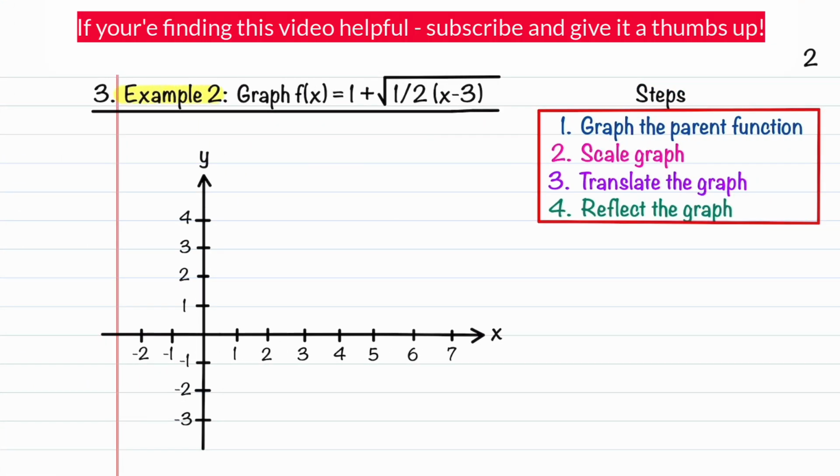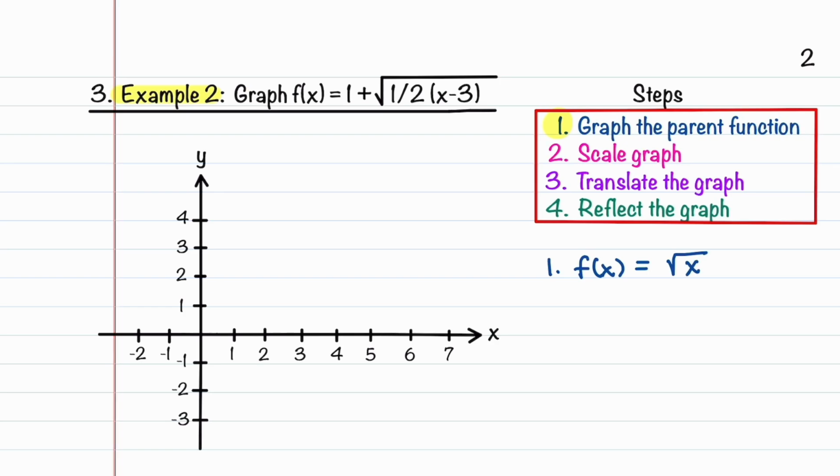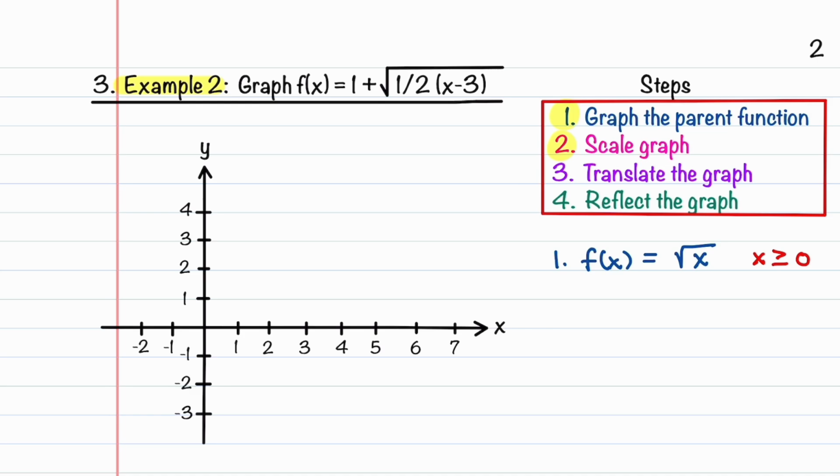In this example, we are going to be graphing a function that has a square root. Just like we did for the first example, we're going to start by graphing the parent function. So let's write down what the parent function is. Our parent function is f of x is just equal to the square root of x. Let's remind ourselves that this function is not defined for all x. It's only defined for x greater than or equal to 0.